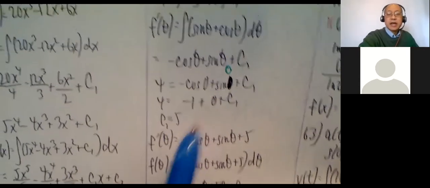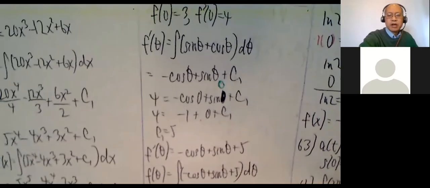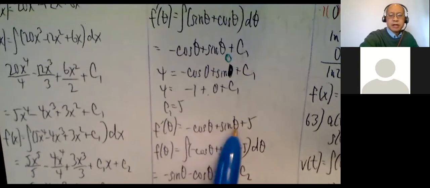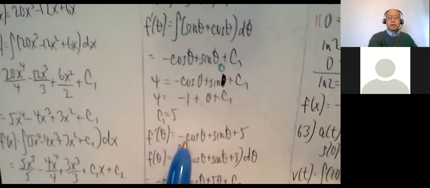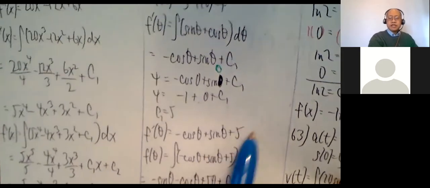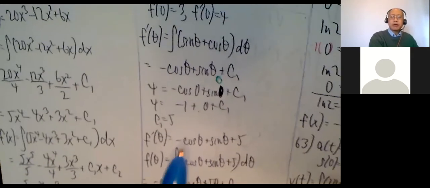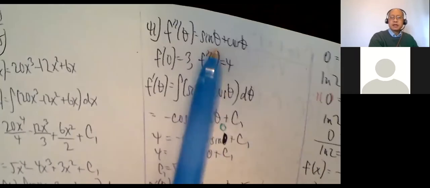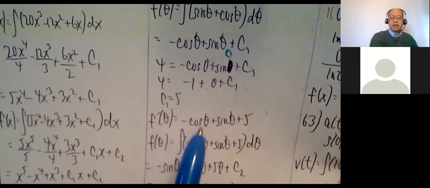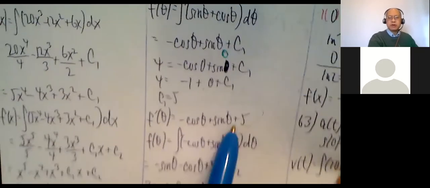Okay, so now that I know C1 is 5, f prime is now negative cosine theta plus sine theta plus 5. So what does this mean? It's not infinitely many functions now, one and only one function has two properties. Property number one, its derivative should be this thing. Let's check. What's the derivative of negative cosine? Positive sine. What's the derivative of sine? Cosine. What's the derivative of 5? 0. It works.